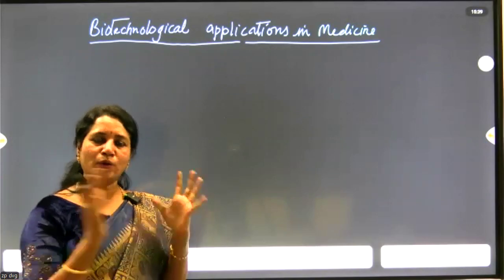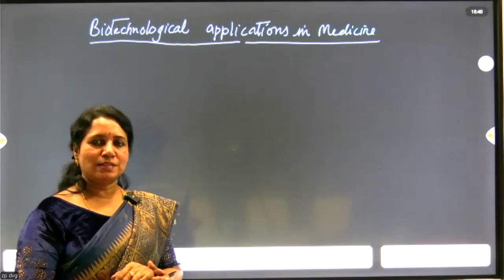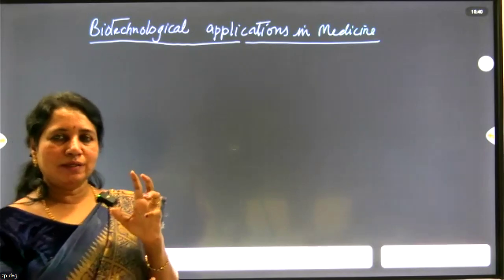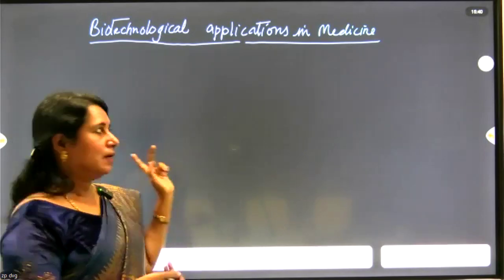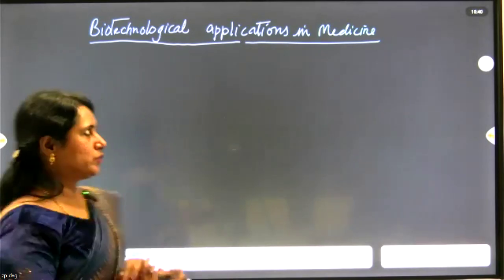So to avoid all these problems, these biotechnological scientists developed insulin using the techniques of rDNA technology.